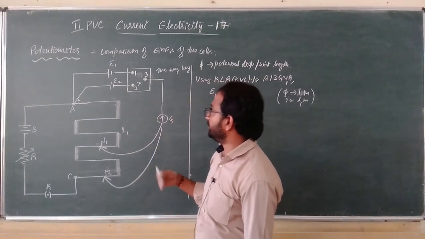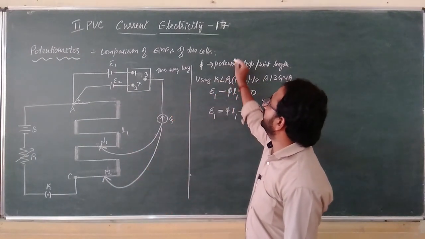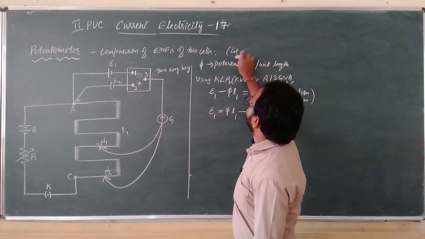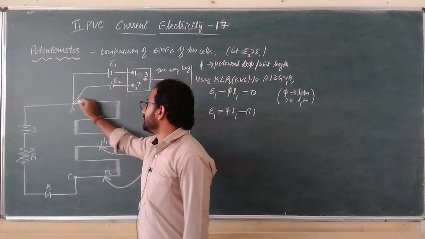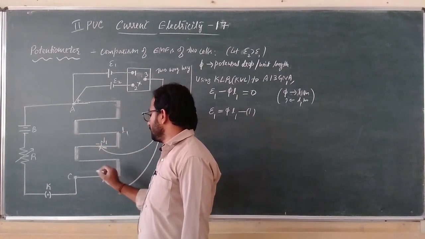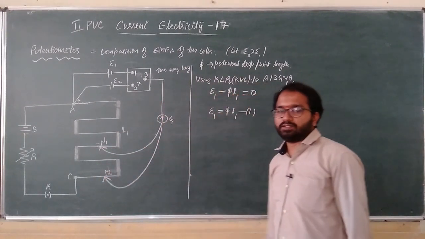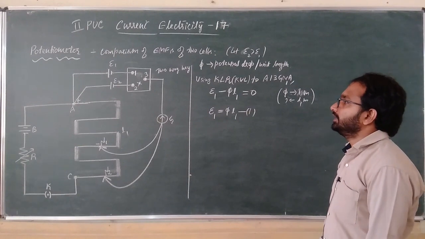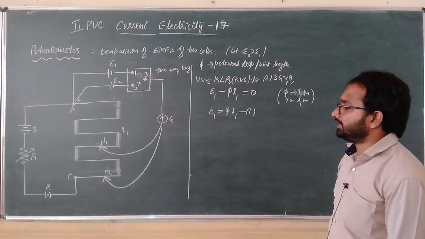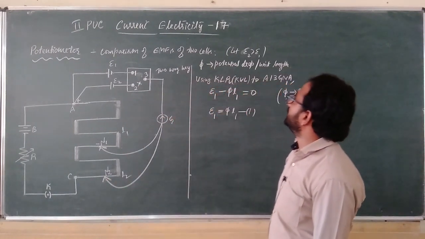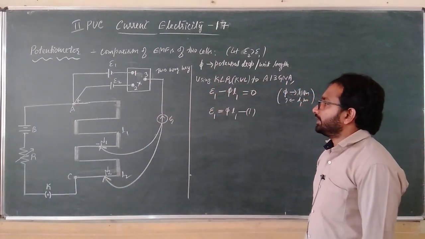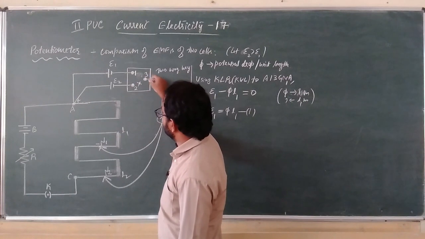Here we have taken E2 greater than E1. Therefore, the balancing length obtained is more than the previous case, that is for E1. The balancing length L2 we obtained is greater than L1 because E2 is greater than E1. So this key is closed.